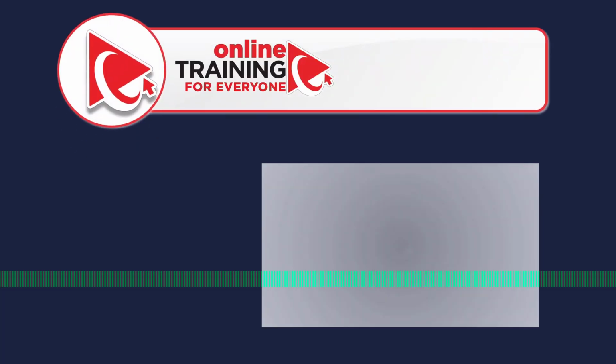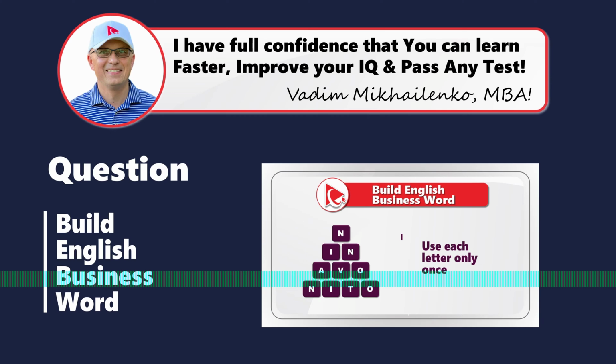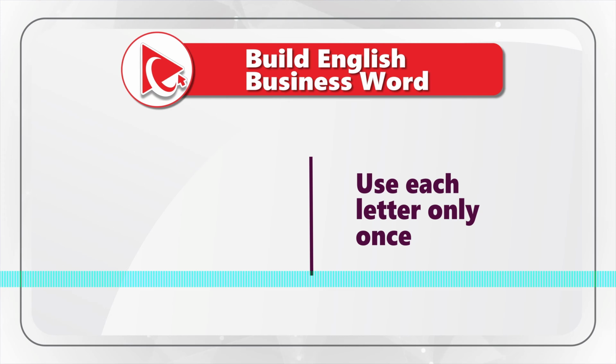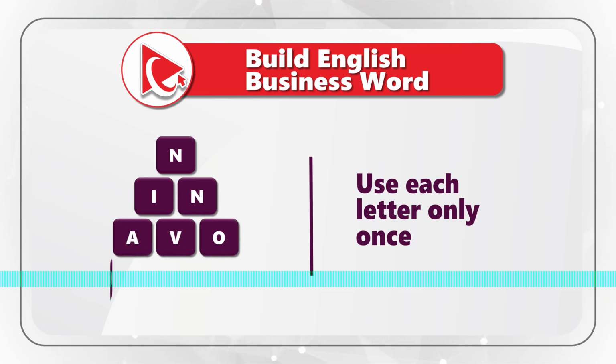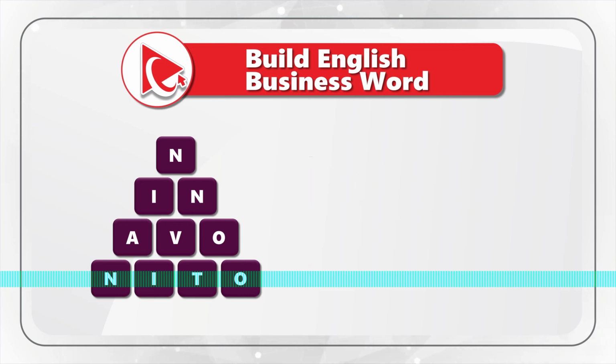I love this question because the answer represents such a powerful business concept. You're presented with 10 letters, and you need to build an English business word by using each letter only once. The letters are N, I-N, A-V-O, and I-T-O. Take a close look to see if you can come up with the solution.